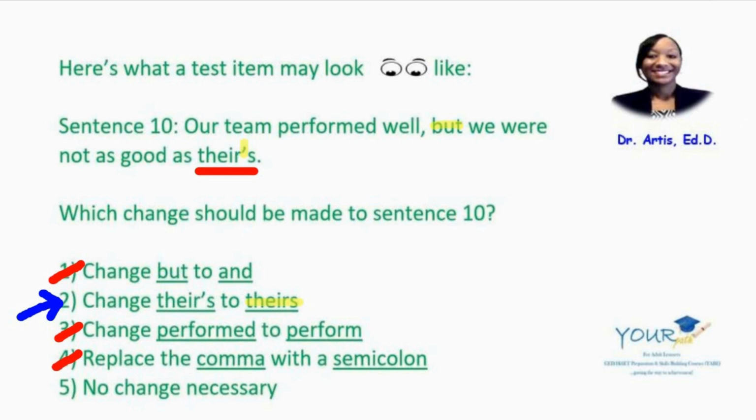We have already determined that option number 2 is the correct choice in terms of which change should be made to sentence 10. We do need to change theirs with the apostrophe S to theirs by deleting the apostrophe so that it is spelled correctly. And so therefore we're going to eliminate option number 5 as well, because we will be making a change, and so therefore no change necessary will not apply.